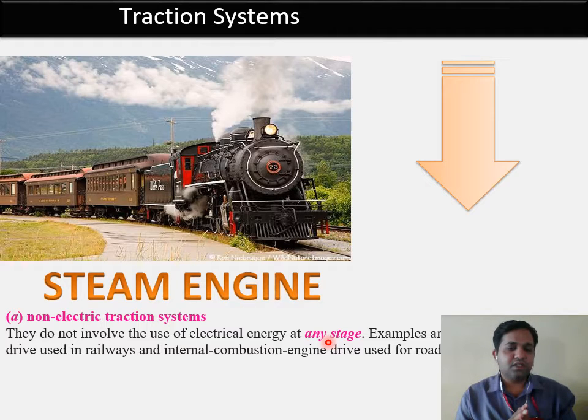The best example for the non-electric traction systems is the steam engine. Here we use only the steam engine to drive these locomotives, and we are not going to use any electrical energy. This is the best example for the non-electric traction system, where the motion is created in these locomotives with the help of steam engine. Another example for the non-electric traction system is the internal combustion engine, where we use some fuels to drive the locomotives.